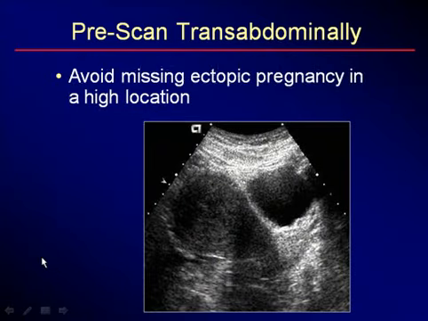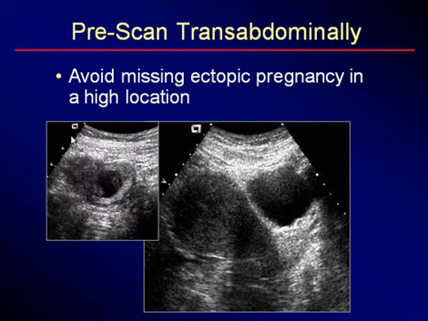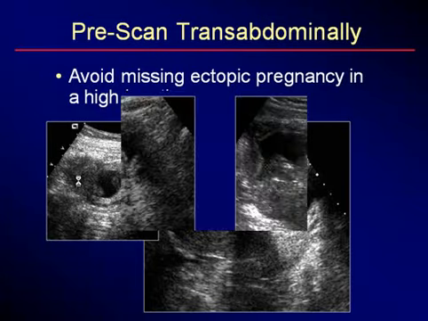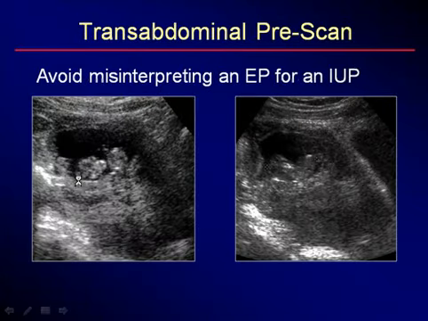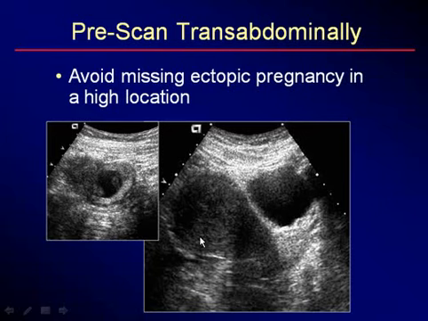Here's another example. Here's a transabdominal pre-scan that showed us a very high location of an ectopic pregnancy. And so therefore, when we looked transvaginally, we were very careful. If we wouldn't have seen it, we would go back transabdominally and study it in more detail.